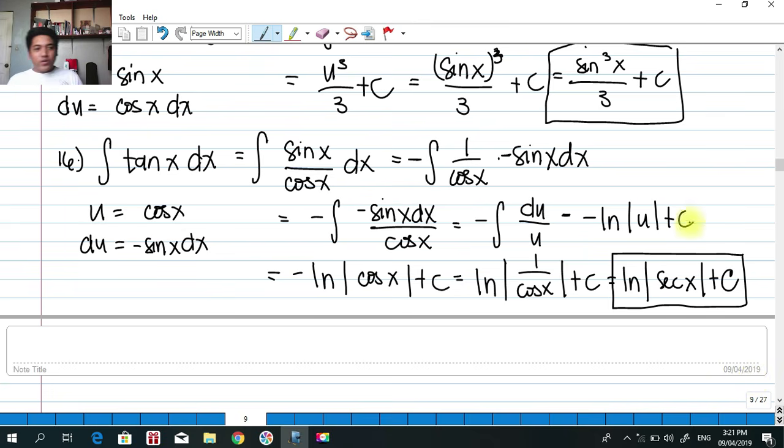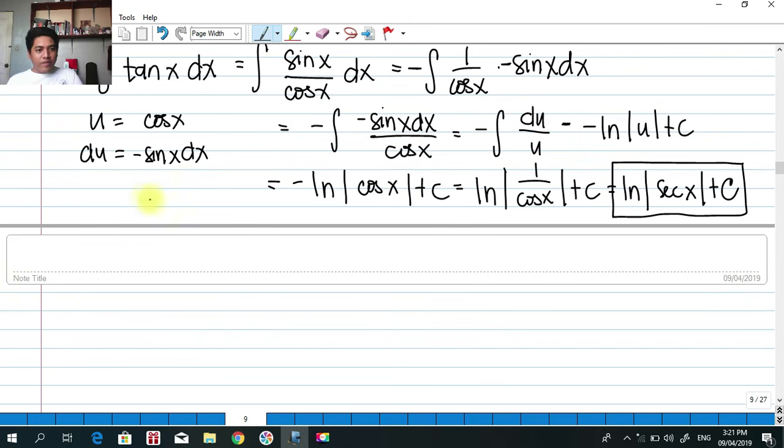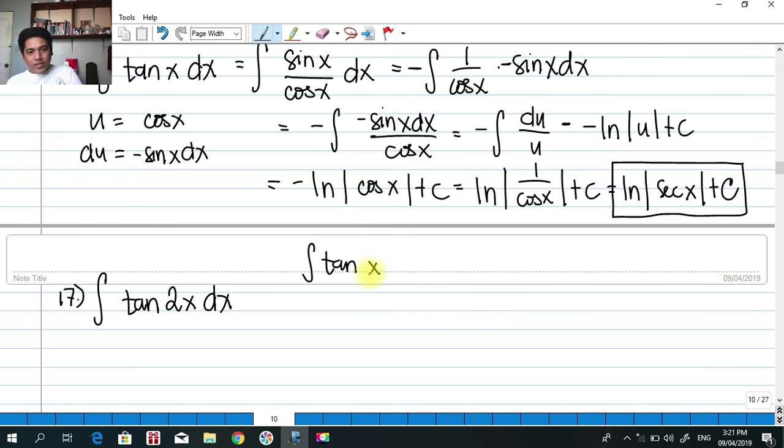Okay, so let's go now for number 17. We have number 17 for our problem, the integral of tangent 2x dx. We know that the integral of tangent x dx is simply ln of the absolute value of the secant x plus c.